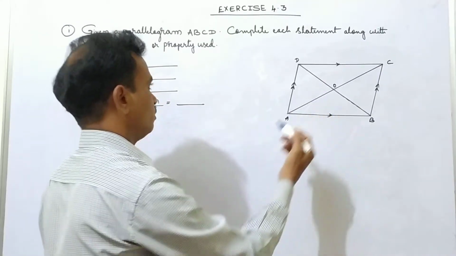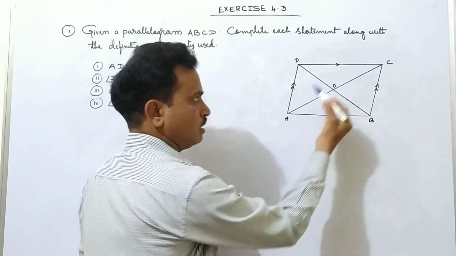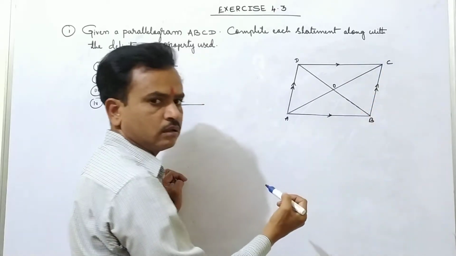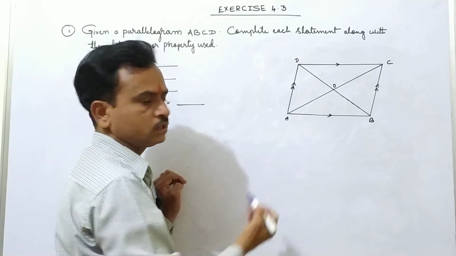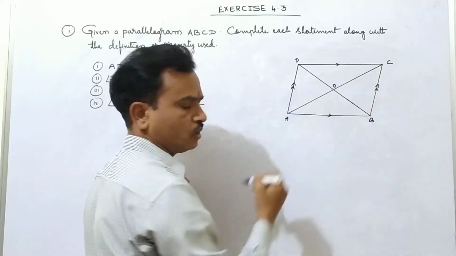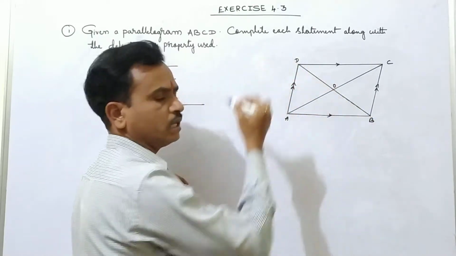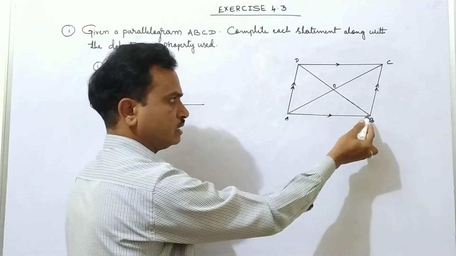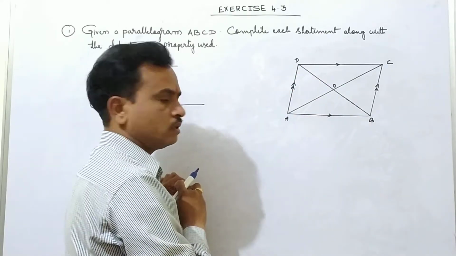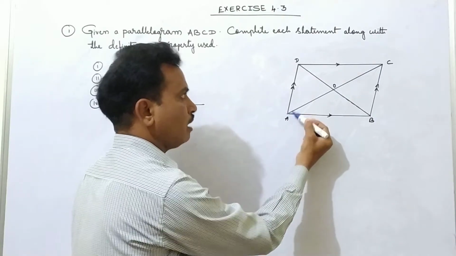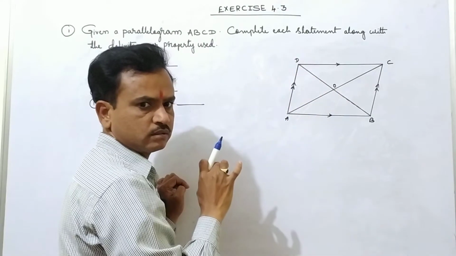Okay. Now see here. Now first point. Here angle A is equal to angle C. That means opposite angles are equal. Similarly, angle B is equal to angle D. This also opposite angles.